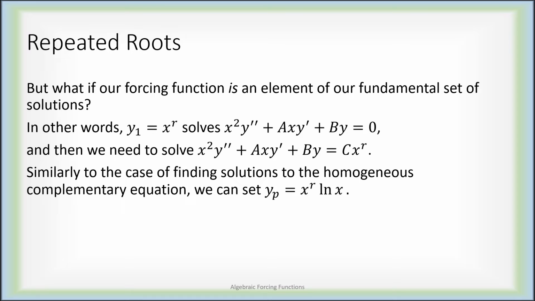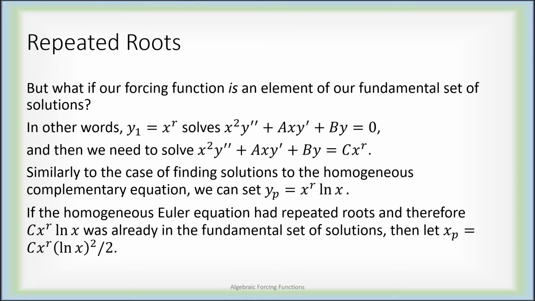Now, similarly to finding solutions to the homogeneous complementary equation, what we'll do is we'll set y sub p to be x to the r times log x. If the homogeneous Euler equation had repeated roots and therefore c x to the r log x was already in the fundamental set of solutions, then what we do is we use the same power of x but with log x squared.